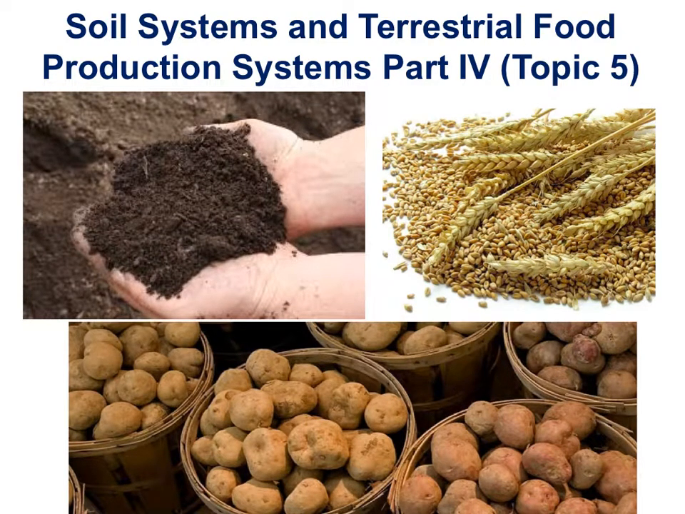IB ESS, Soil and Terrestrial Food Production Part 4, is the first of two movies in this series that examine soil management strategies. The significant ideas are: human activities may reduce soil fertility and increase soil erosion, and secondly, soil conservation strategies exist and may be used to preserve soil fertility and reduce soil erosion.